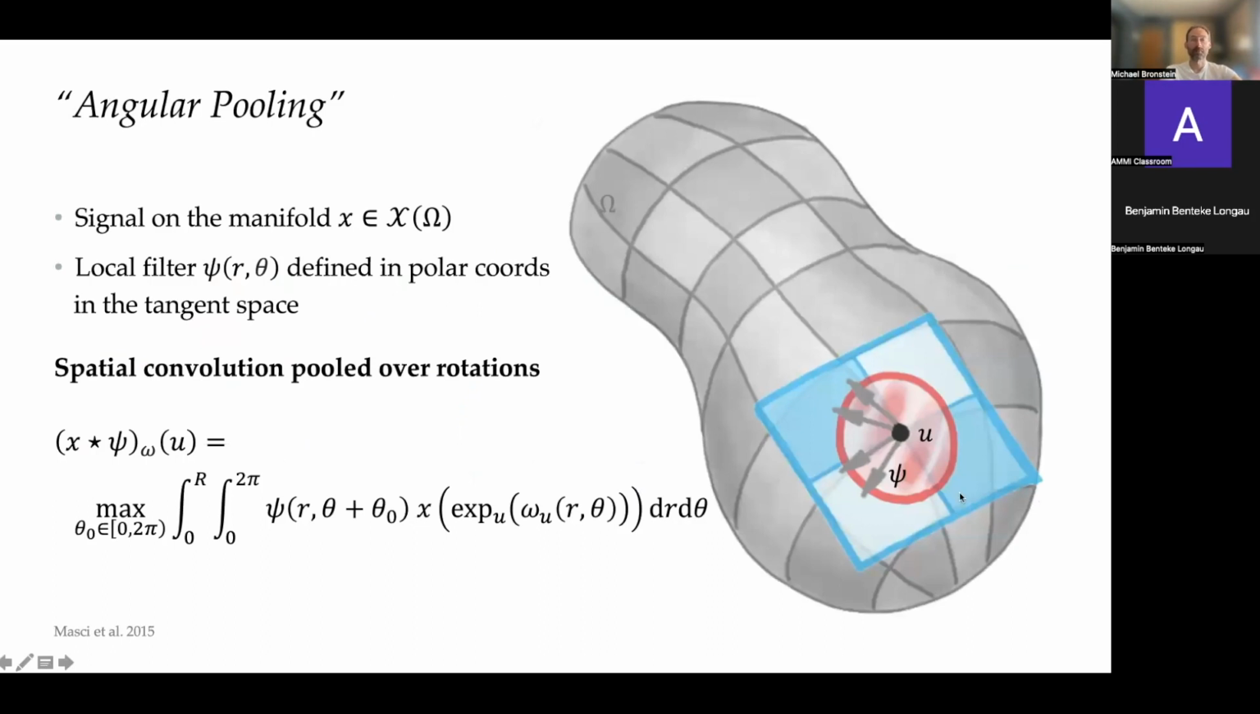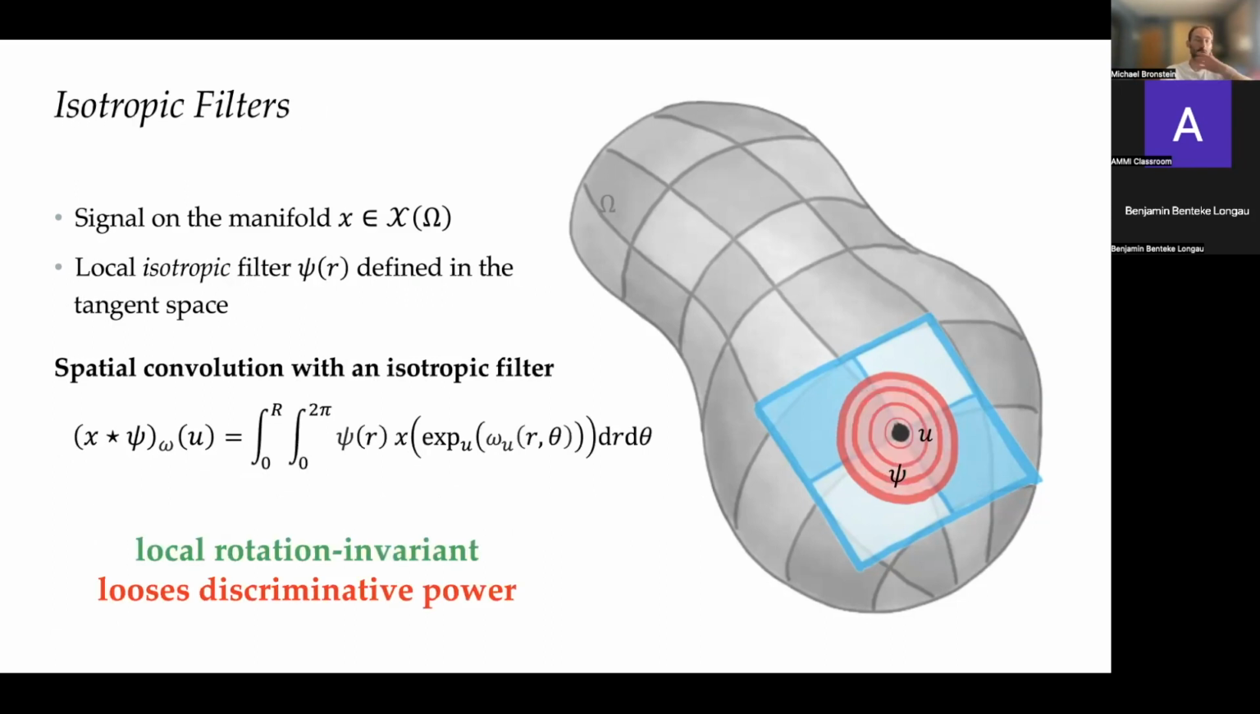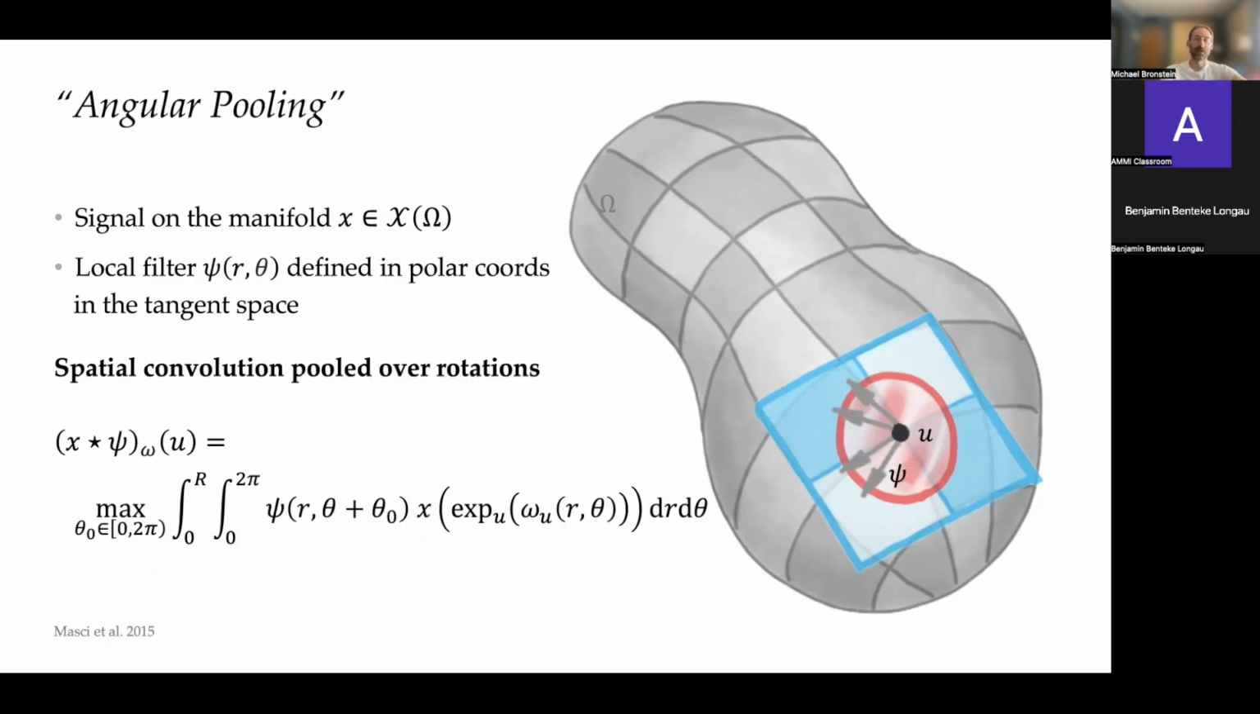Okay, and another possibility is to have an angular pooling. So let's say that we use polar coordinates to define our filter in the tangent space, in the tangent plane. Here we can say that I don't know how to orient the filter, so let's look at all the possible orientations and correlate rotated versions of the filter with my function, and then take the maximum, right? So it's kind of correlation with the rotating mask.